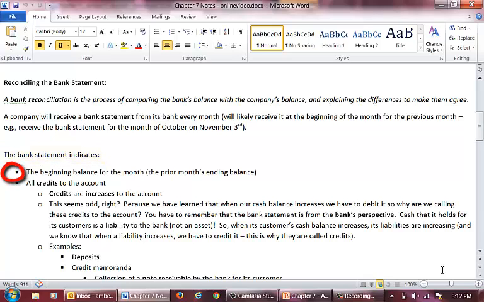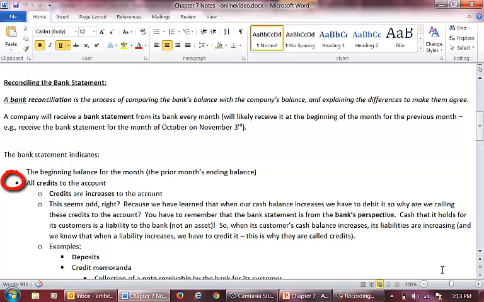First, it will indicate the beginning balance for the period, which will be the ending balance from the prior period. It will also include all credits or increases to the account. I know this seems strange because we have learned that if cash increases, we must debit it. So why are increases called credits?